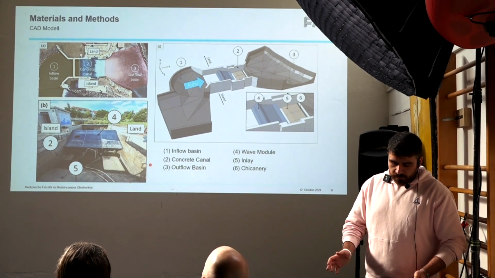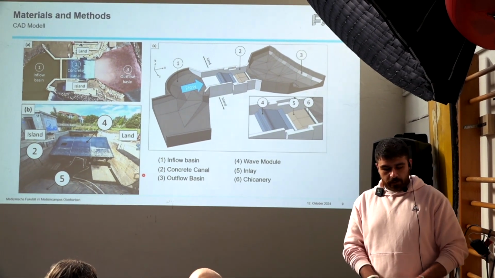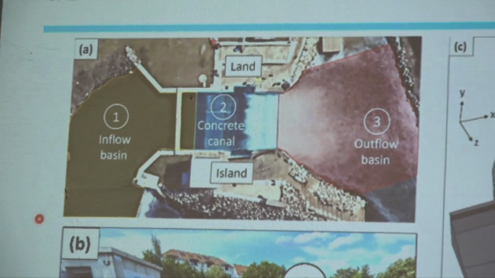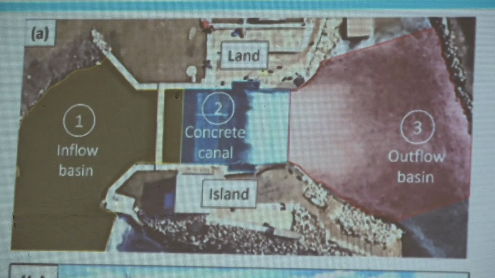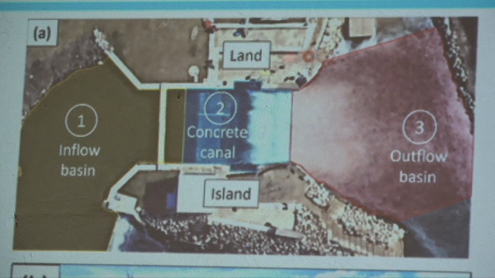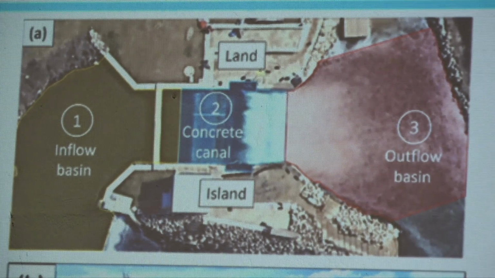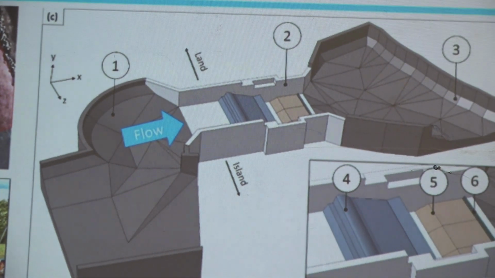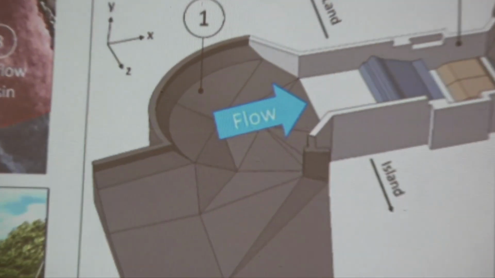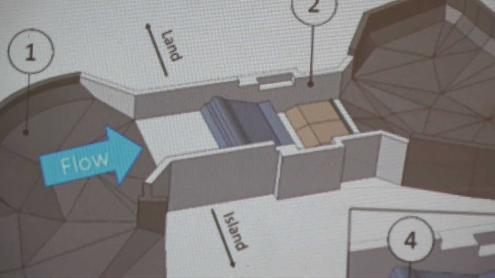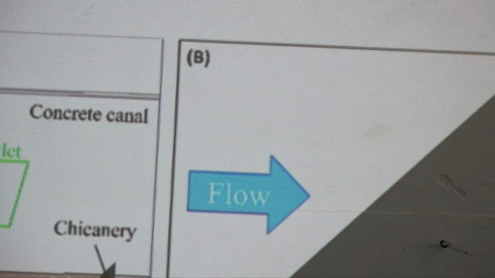As I mentioned, we are focusing on the Fuchslochwelle in Nürnberg, and here in figure A you can see a satellite image of the wave and the model sections. We have an inlet basin, our concrete channel with our wave module, and an outflow basin. This setup was designed with 3D CAD tools, which we can see here. This 3D model serves as our simulation volume for conducting our flow simulations and represents all important parts like the inflow basin, the outflow basin, the concrete channel, the wave module, inlays, and our chicanery.